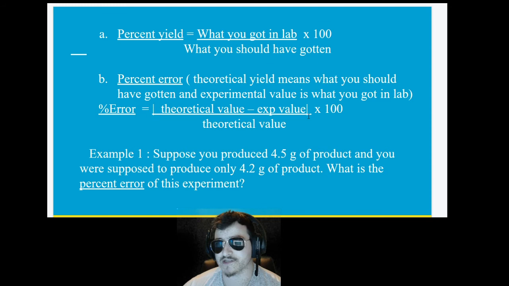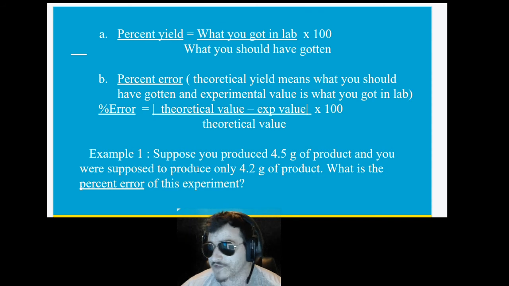We always have a positive percent error here. However, if we mess up which value is the theoretical versus which value is the experimental value, well, then our answer is going to be wrong. So just double check whenever you're looking at this. Your theoretical value is what you were supposed to get. So when I'm looking at example 1, that is supposed to be 4.2 grams of product that I'm producing.